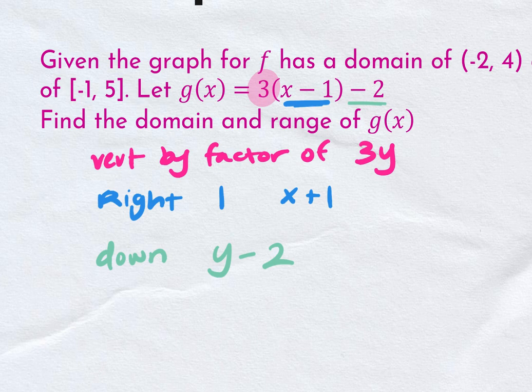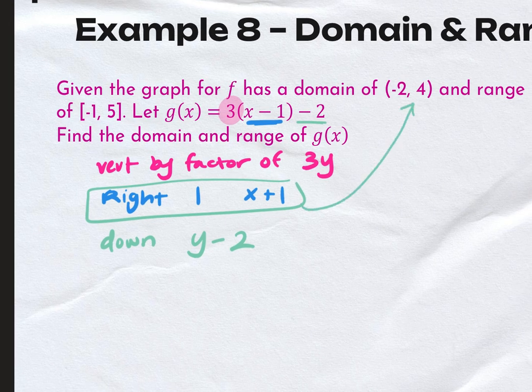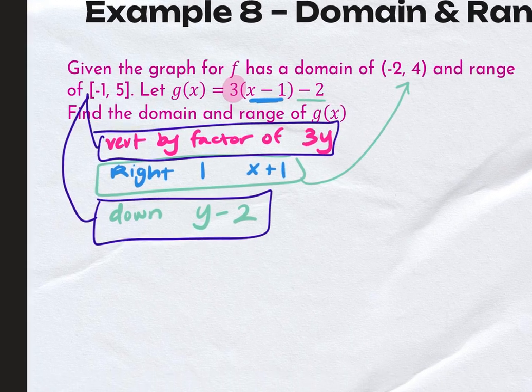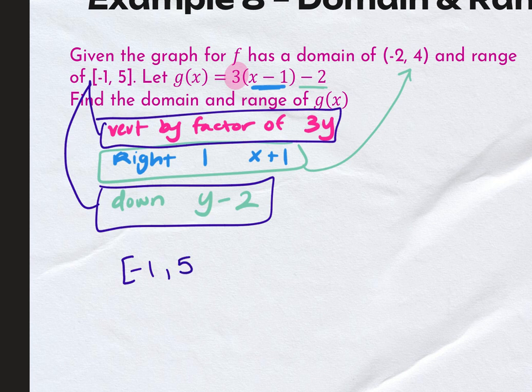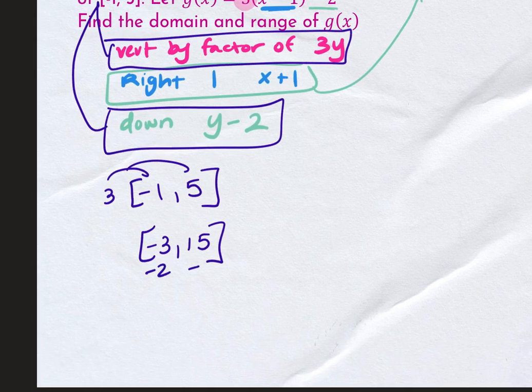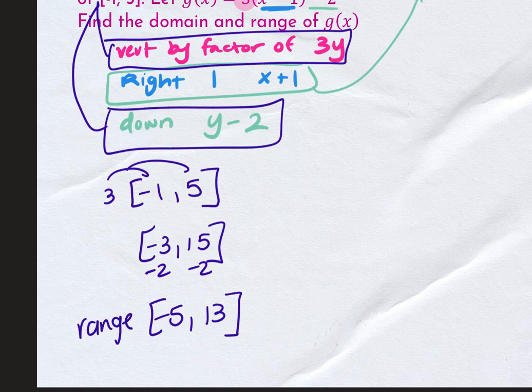So which of these affect your range? The 3y and the -2. Which of these affect your domain? The right one, right? So this changes my domain. And these both change my range. So I'm going to take my range, my -1, 5. I'm going to multiply by a factor of 3. I get -3, 15. And then I'm going to shift it down 2, so I subtract 2. -5, 13. This is my new range.